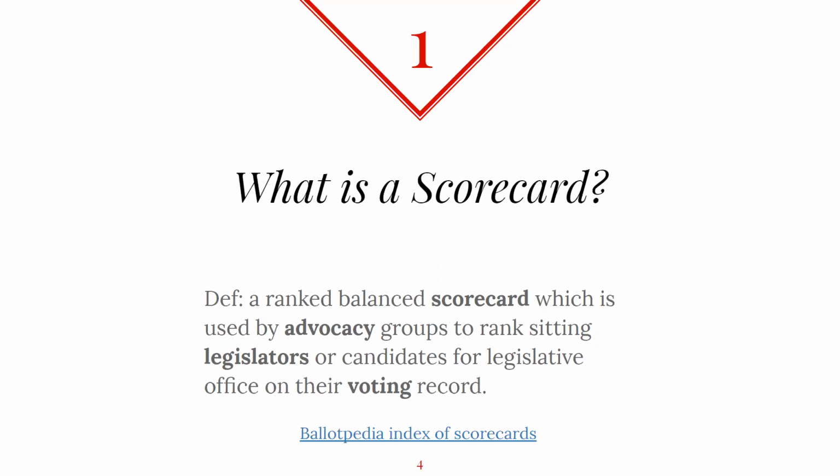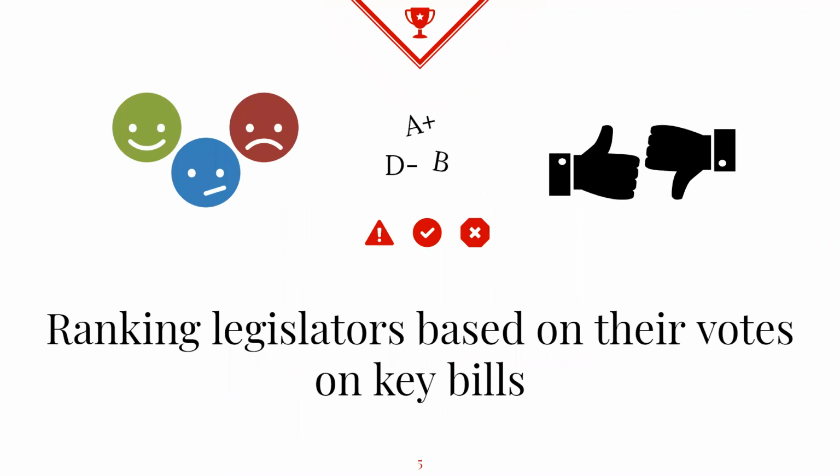So we've got here a link from Ballotpedia, an index of scorecards across the states. So you can look at your state and see which scorecards are published. And if you do a scorecard and it's not listed, Ballotpedia would be happy to add it. But that's a great example to go look at and see how lots of people are doing their scorecards. But to be very brief, ranking legislators based on their votes on key bills.